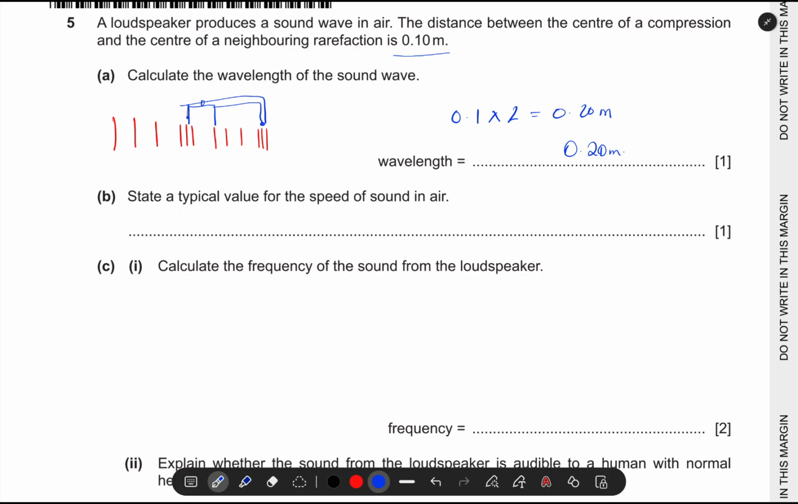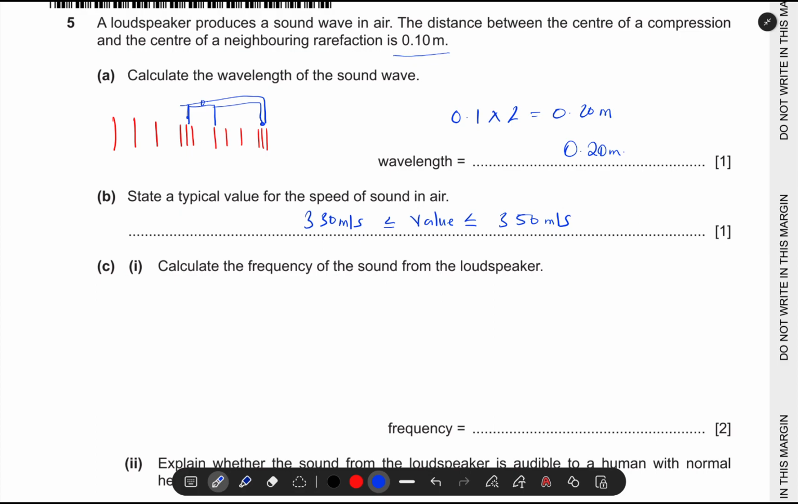State a typical value for the speed of sound in air. They're saying typical, so it differs, but I would say between 330 and 350 meters per second. So your answer should be between 330 and 350 meters per second, and that is fine.